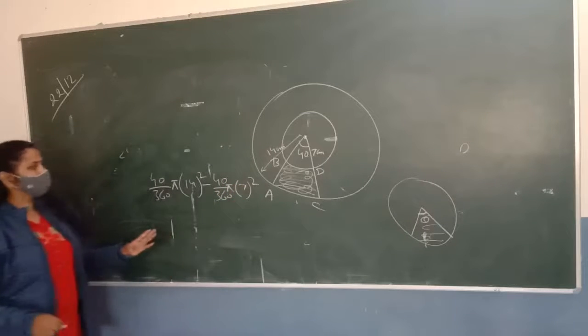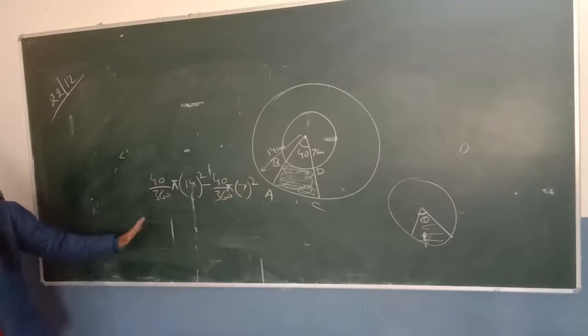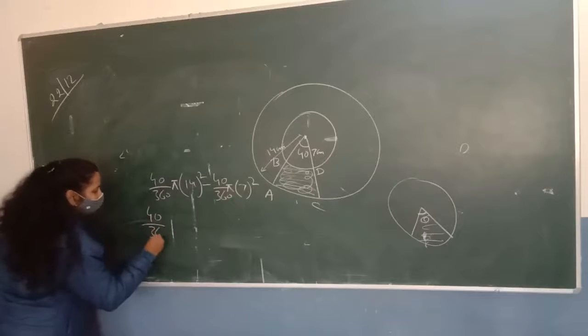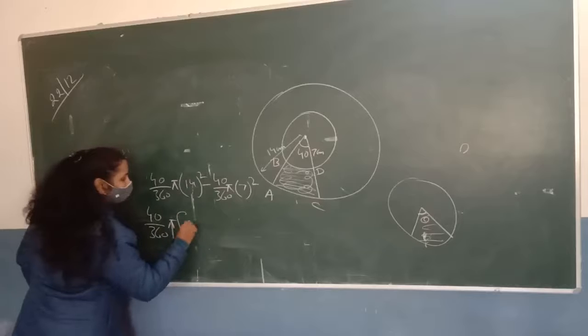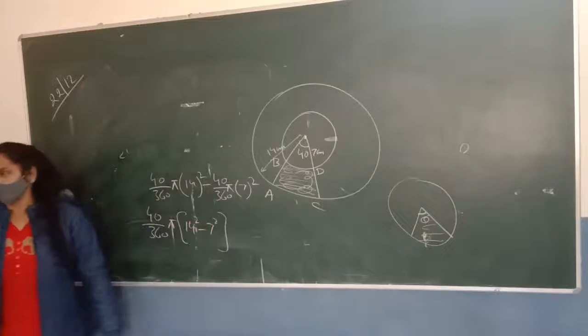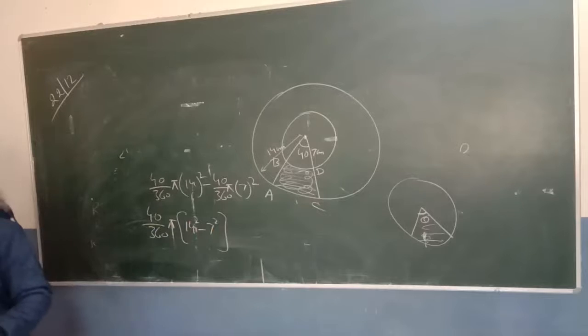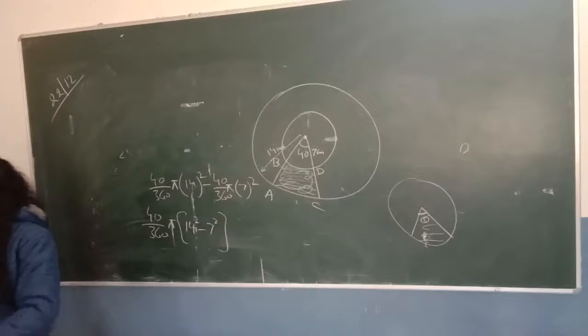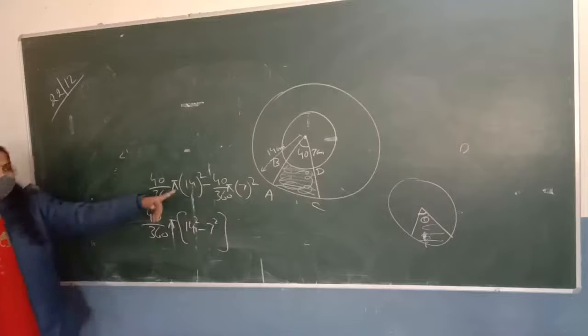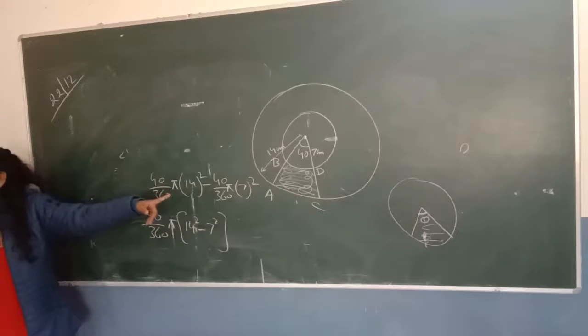And for this question you can take 40 upon 360 pi as common, so it will be easy to calculate. 40 upon 360 pi, it will be 14 square minus 7 square. And we can even calculate the 14 square minus 7 square by using the identity a square minus b square. It will be easy to calculate the questions now. So, can you find the area of the shaded portion now? Ajay, is it clear or not?